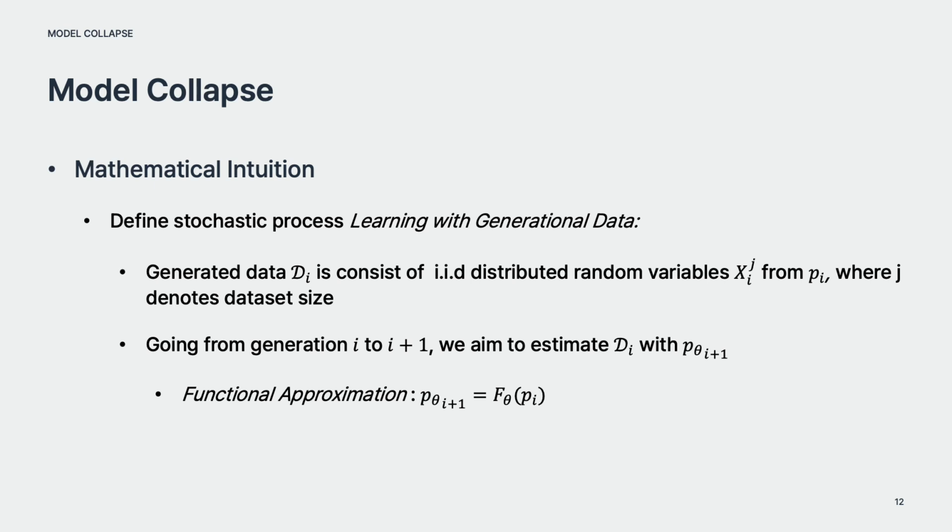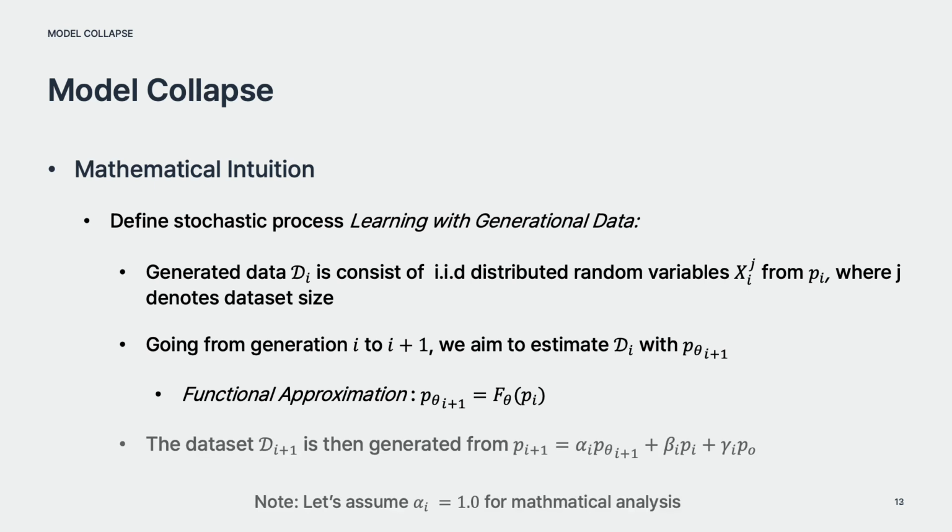The learning process is abstracted as a function fi, which maps the data distribution Pi to a learned model distribution. This function captures the combined effect of model architecture, training objective, and optimization. The next generation's dataset is formed by mixing model-generated data with previous data. For theoretical analysis, we often consider the extreme case where the dataset is fully synthetic. If collapse occurs even in this simplified setting, it indicates a fundamental instability.